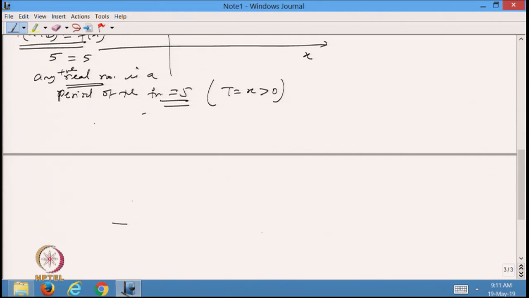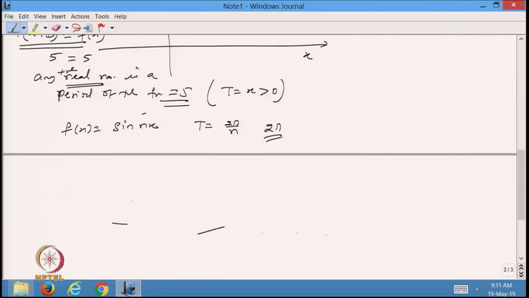Now, you also know that if I have a function equal to sin nx, my period capital T in this case is 2 pi by n. But if somebody asks about its period as 2 pi, then we can say that 2 pi is also one of the periods. I have this period, I have 2 pi, I have 4 pi, all are periods of this function. So, what is the period we generally take? We always take the minimum of all these, and that is called the period of the function.